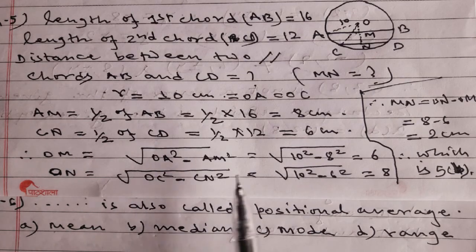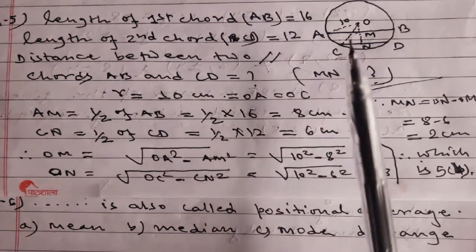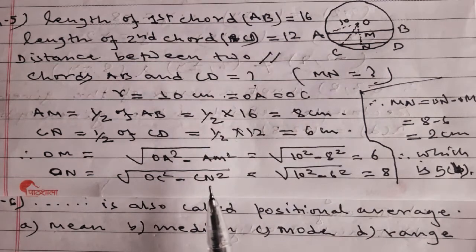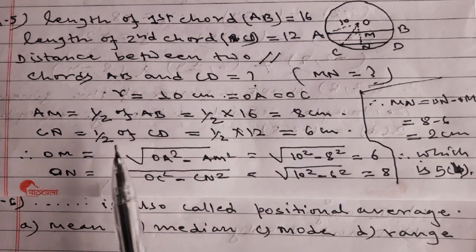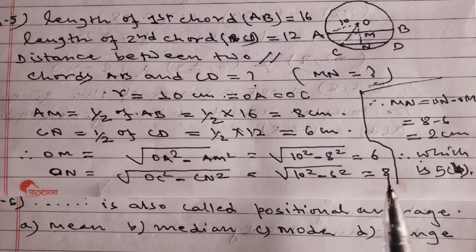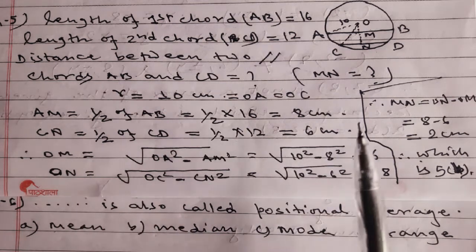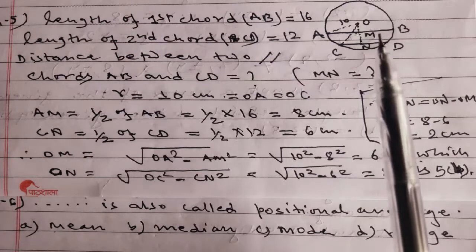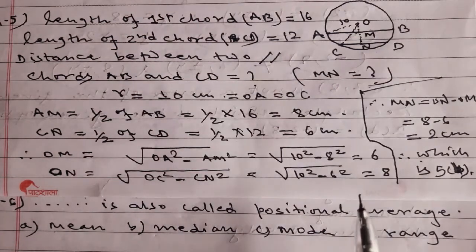The value of OC is 10, that means the radius of the circle is 10, and the length of CN is 6 centimeter. That means 10 square is 100, 6 square is 36. 100 minus 36, we get 64. The square root of 64 is 8. So we are able to find OM and ON, that means the distance of the first chord from the center and the distance of the second chord from the center.